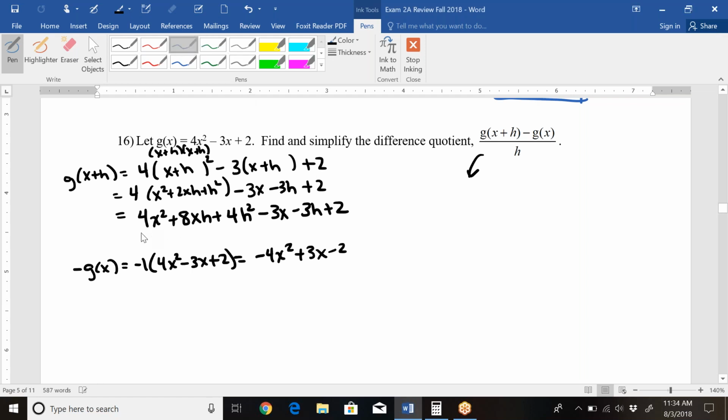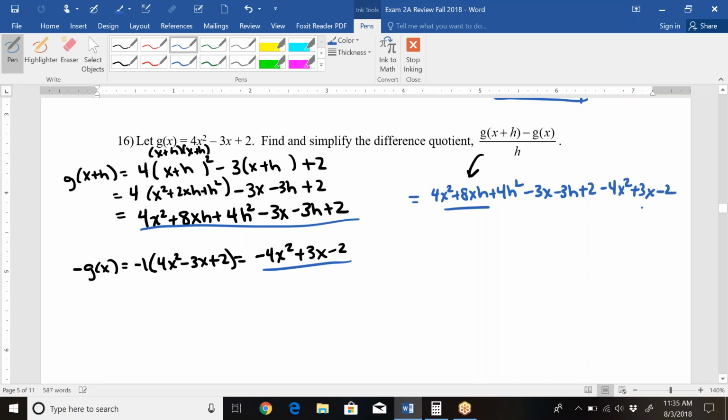Remember, this and this are both now my numerator. So this is the answer for the first part. This is the answer for the second part. So this is 4x squared plus 8xh plus 4h squared minus 3x minus 3h plus 2 minus 4x squared plus 3x minus 2 all over h.